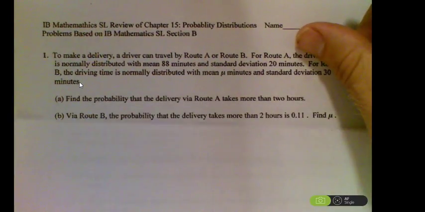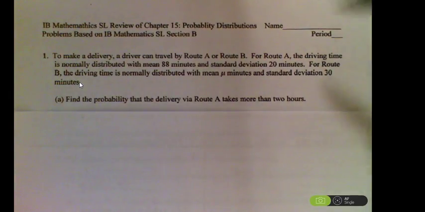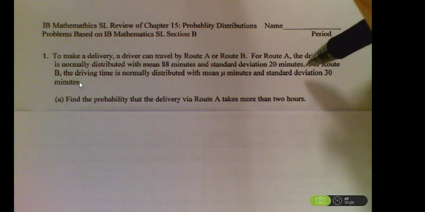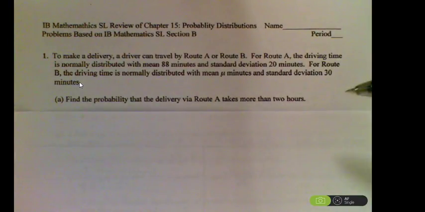So for part A, find the probability that a delivery on route A takes more than 2 hours. One thing you got to notice is that we are dealing in minutes, and that is an hour. So a little conversion right there. We're going to see that as 120 minutes. This will just be some pretty basic calculator use on part A.